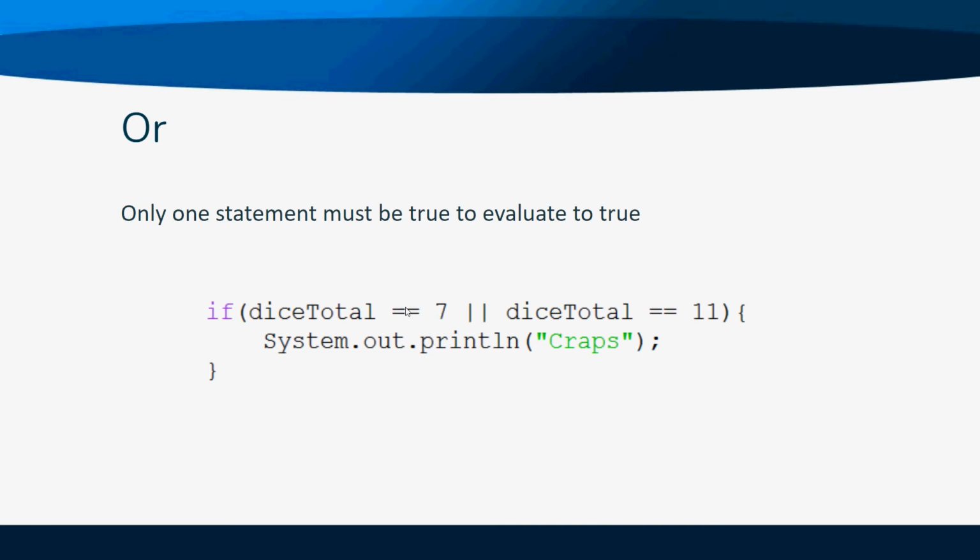Now keep in mind, you might be tempted to leave some of this out. So you might say if dice total equals 7 or 11. No, you can't do that. You have to have two complete Boolean statements in there. You have to have dice total equals 7 or dice total equals 11. You can't shorten this at all, which is unfortunate. I mean, you'd think you could, but you know. All right, so that is an OR statement.